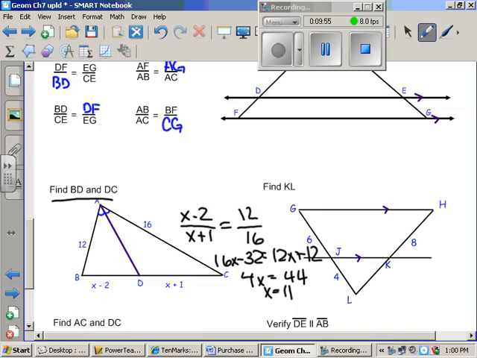Here's the side splitting theorem, which says that this parallel line to this one splits, we can tell they're parallel because they have these two marks. It splits the sides into proportional pieces. So 6 to 4 is the same ratio as 8 to whatever KL is. So I cross multiply, I get 6x is 32. So x is 5 1/3.